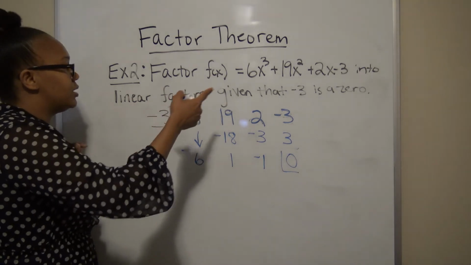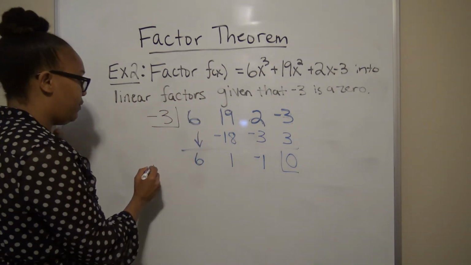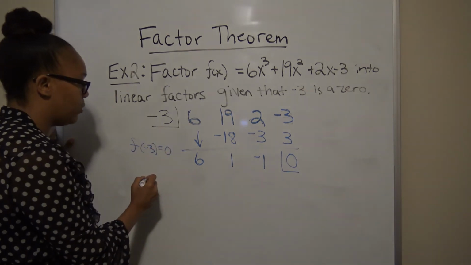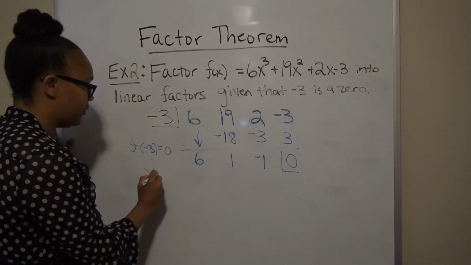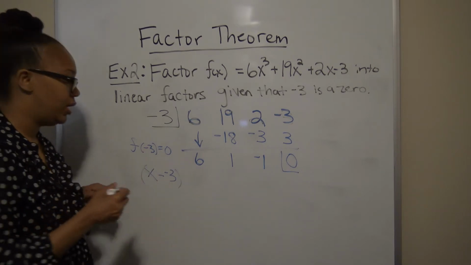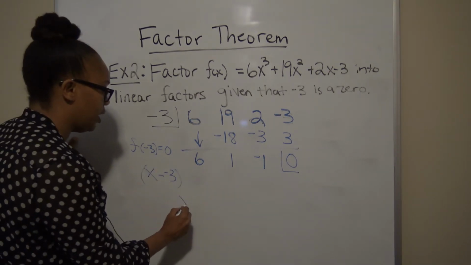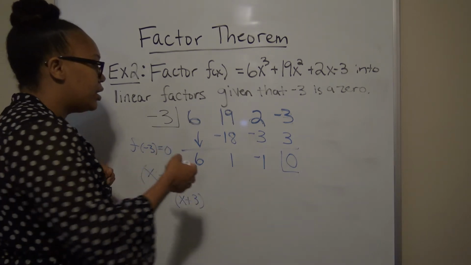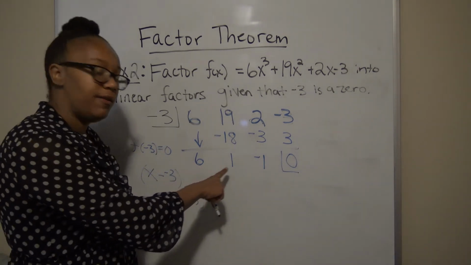But this tells us, since f of -3 equals 0, then by the factor theorem, we know that x minus a -3 is a factor. Well, what is x minus a -3? That's x plus 3. So x plus 3 is a factor. This tells us what the other factor is.